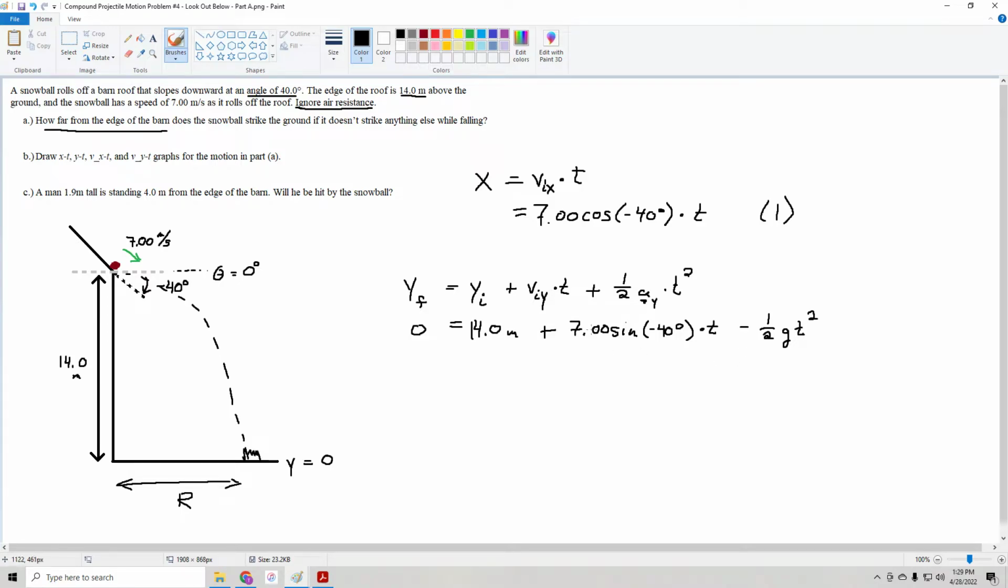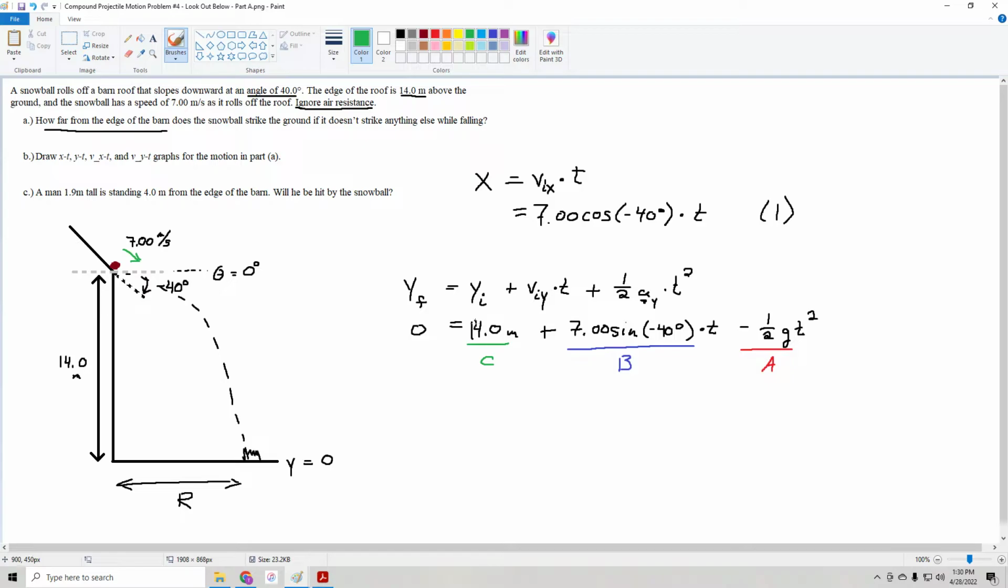And now we actually have a quadratic expression in t. This is just like the previous problems where we would have to figure out what a, b, and c are. And remember, a is attached to the highest exponent in your quadratic. So a is this minus 1/2 g. B is going to be the coefficient on just the variable itself, so t. That's our 7 sine negative 40. And then c is always the leftover piece that doesn't have any variable attached to it.